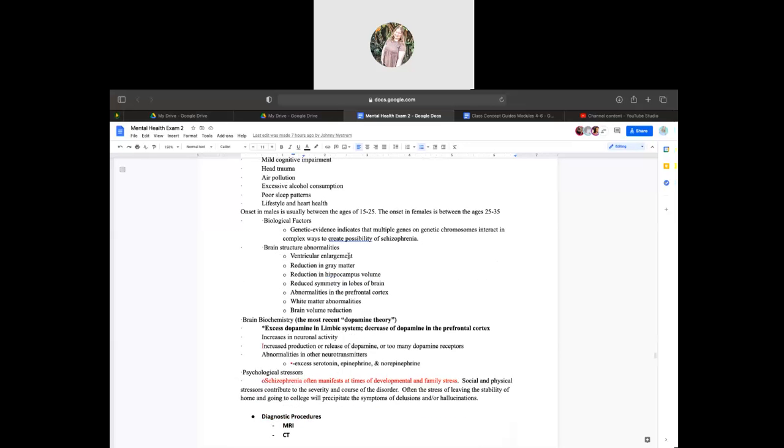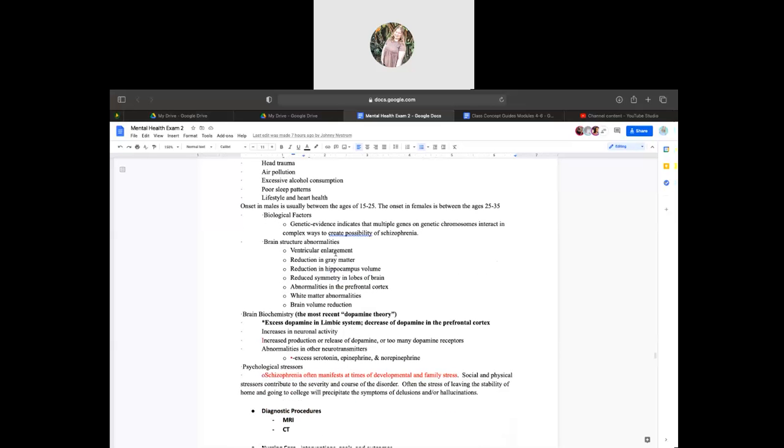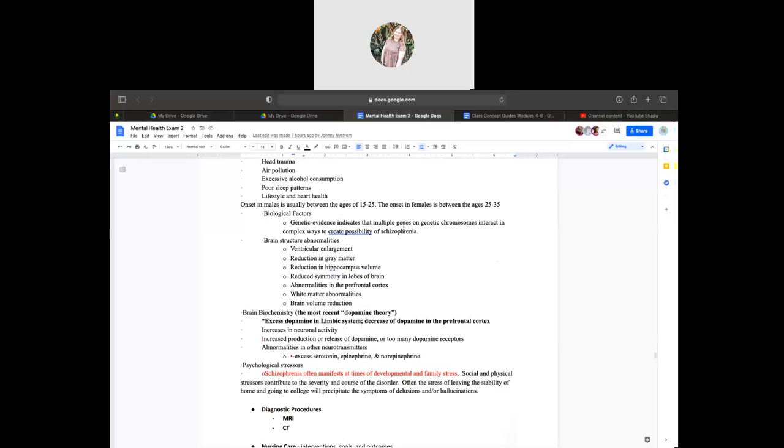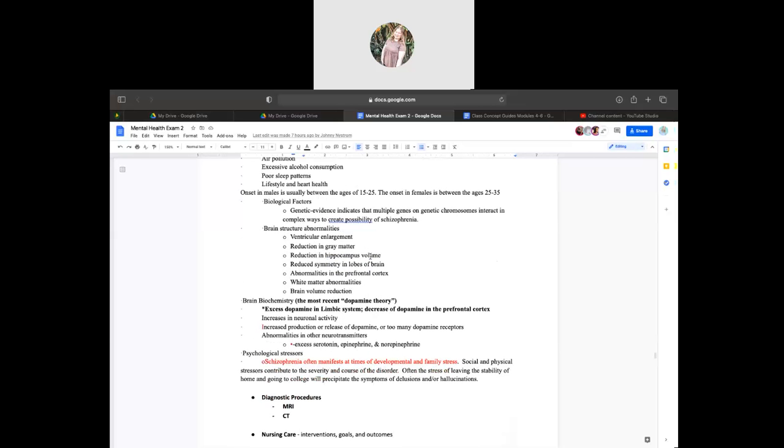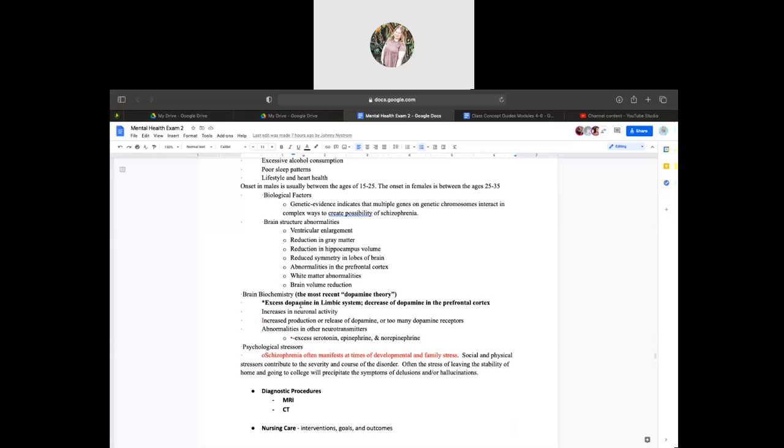There are different biological factors. Remember, genetic evidence, there are multiple genes that create the possibility. There are brain structure abnormalities. The ventricles are enlarged, not enough gray matter, low hippocampus, reduced symmetry, abnormalities, white matter abnormalities. So we have the dopamine theory here too.